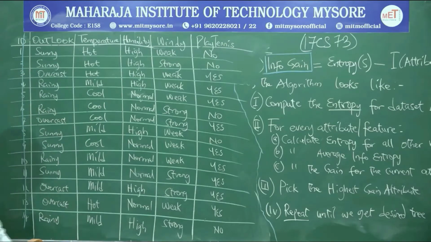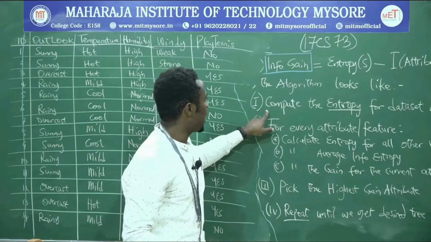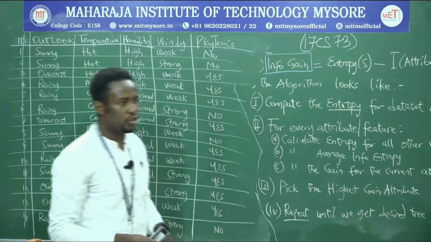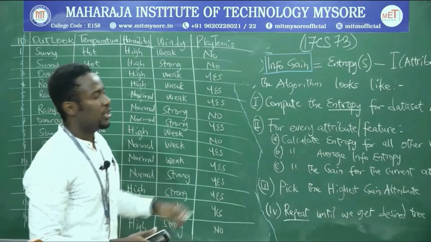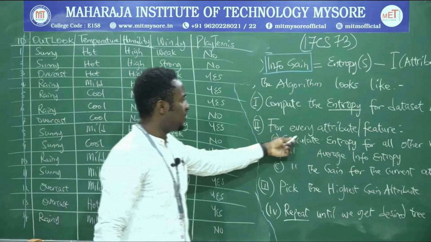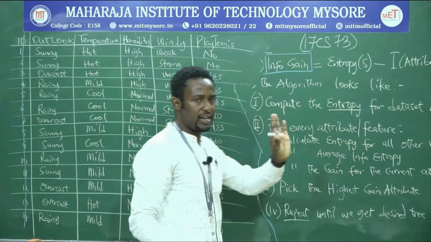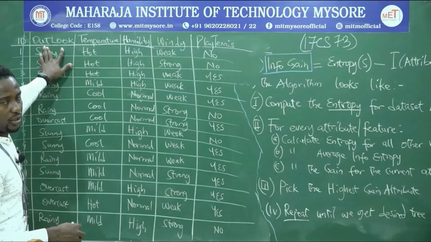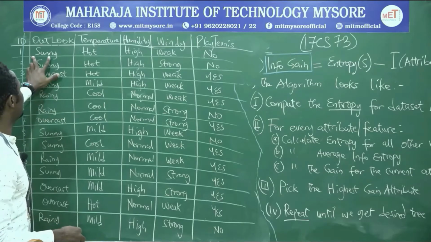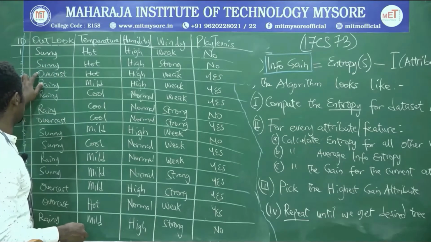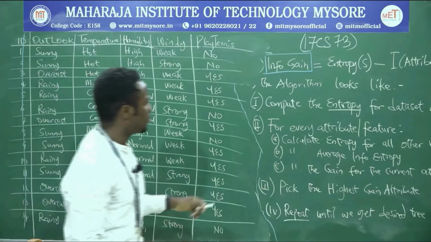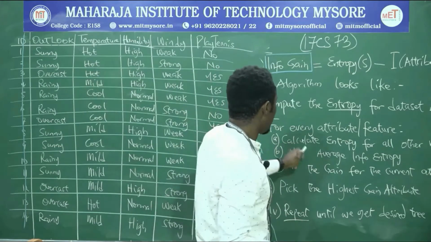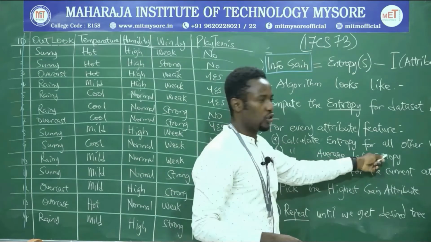So let's recall how we solve this. First step, you have to compute the entropy for the entire data set, and you know the formula, right? Fine. Next, for every attribute or feature, for example Outlook, let's start from the first one. The attribute values of Outlook are sunny, rainy, overcast. For every value of Outlook, we have to calculate its entropy.